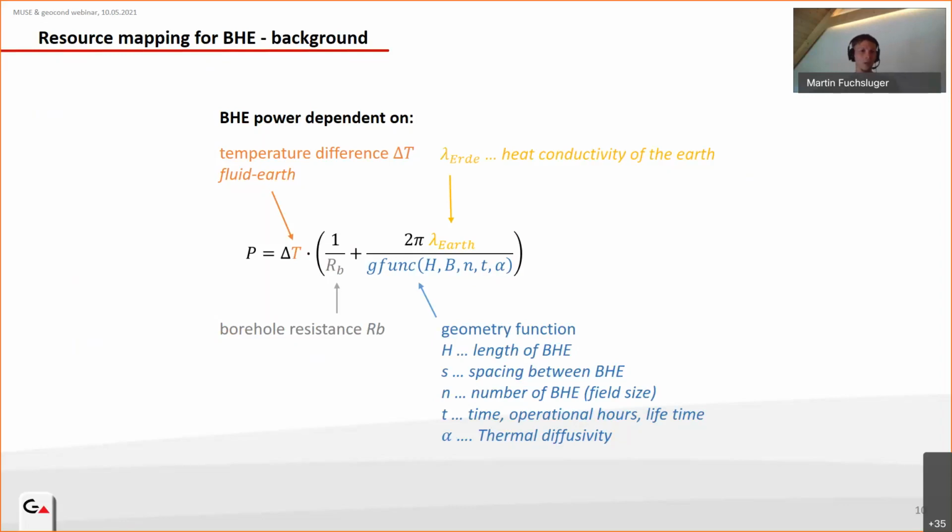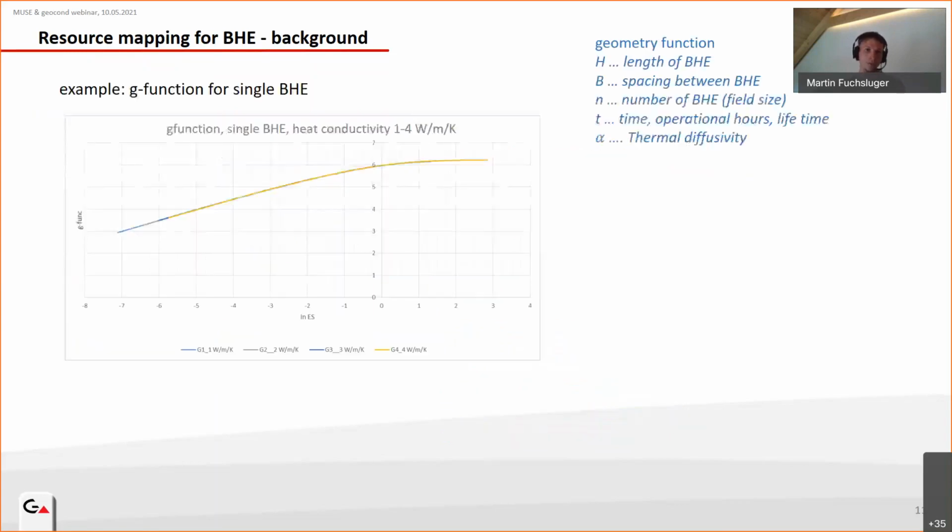It's dependent on how far you set the spacings, the length of the borehole heat exchanger, how deep you can drill, and how many borehole heat exchangers you need next to each other. And also the time, the operational hours, how long it will be in operation, plays a major role. The longer the operation time, the lower the power you can use. And the thermal diffusivity of the earth is also an important parameter in the G function.